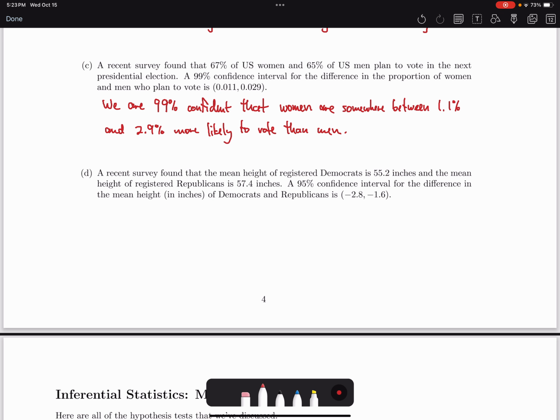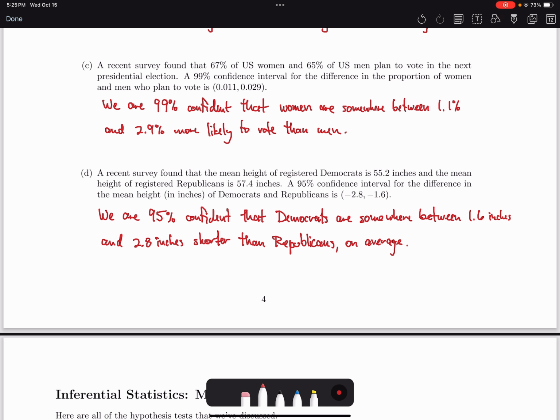Okay. Part D, a recent survey found that the mean height of registered Democrats is 55.2 inches and the mean height of registered Republicans is 57.4 inches. A 95% confidence interval for the difference in the mean height in inches of Democrats and Republicans is negative 2.8 to negative 1.6. Once again, give the video a pause and write down an interpretation.